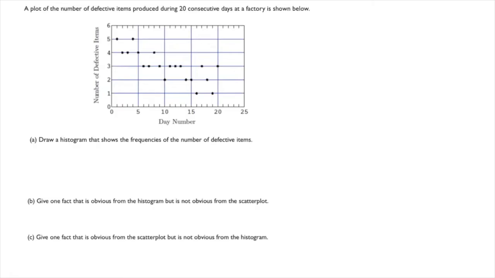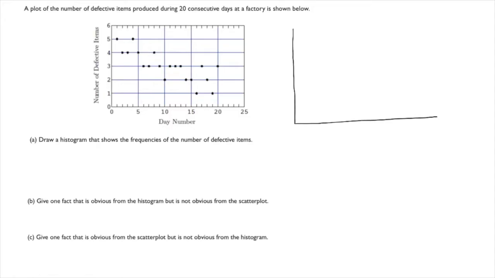The number 2 problem from the 1998 exam. I just want to walk you through exactly how to do this problem and what the College Board was looking for in order to get a complete answer of 4. The first question says, draw a histogram that shows the frequencies of the number of defective items. So the first thing we want to do is set up our histogram.